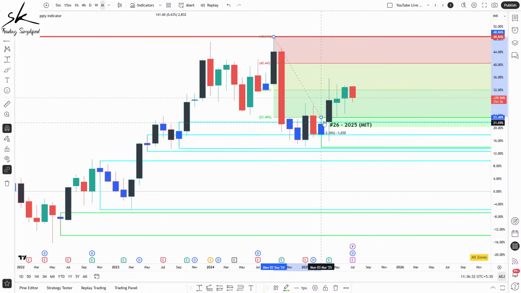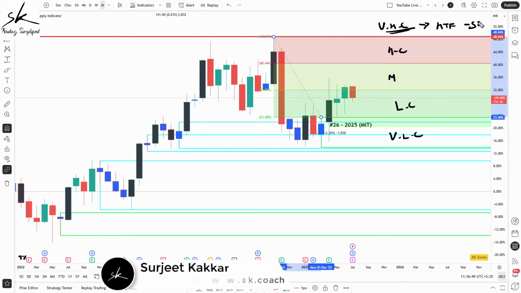So now I've still done my curve analysis, but the only difference is, instead of having 5 divisions, we have our very low of the curve, our low of the curve, our middle of the curve, and our high of the curve. But very high of the curve is missing because we did not have a higher time frame supply zone, right? So that's the only difference, but we have still done our curve analysis.